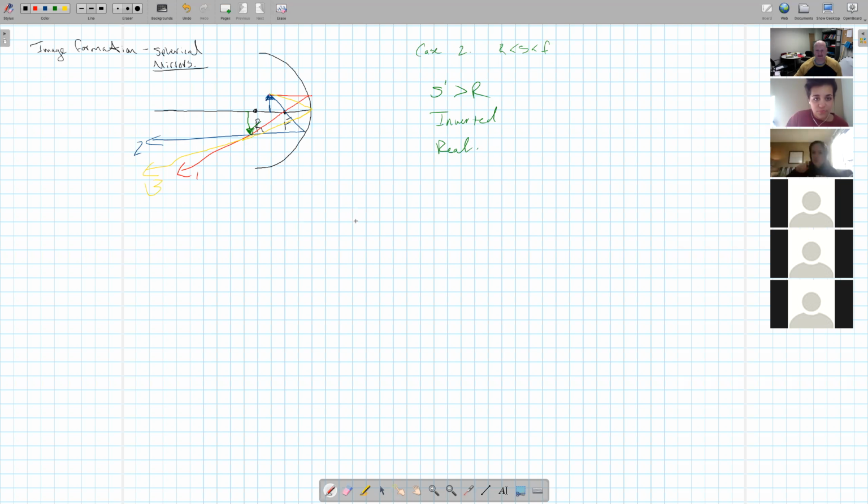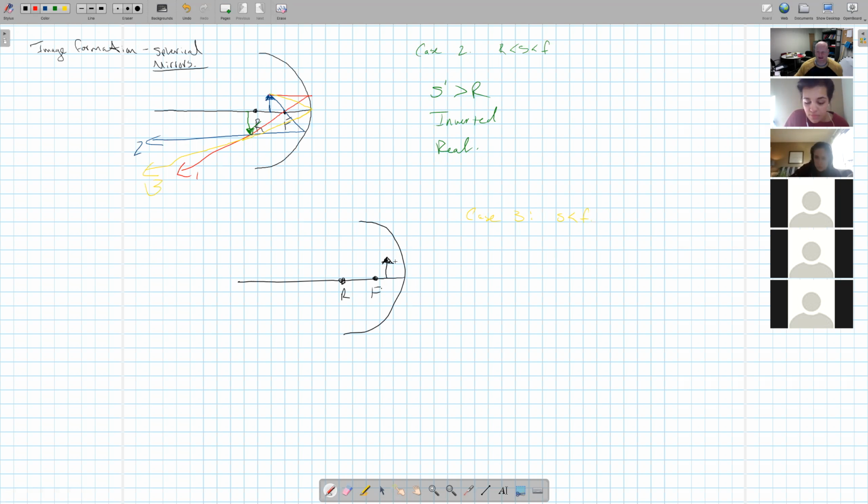And then finally, case number 3, we're going to do the same thing. So here is my principal axis. Here is my mirror. Here's my radius of curvature. My focal point, which is halfway along the radius of curvature. And now all we're going to do is put this guy inside of the focal length. So now I'm going to put my object here. So for case number 3, use that one in yellow. Case number 3 here, S is going to be less than the focal length. So it's going to be inside of the focal length.